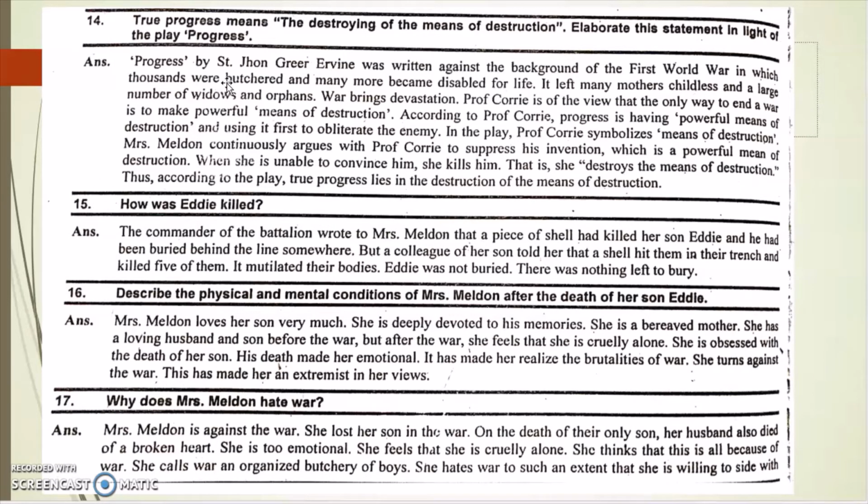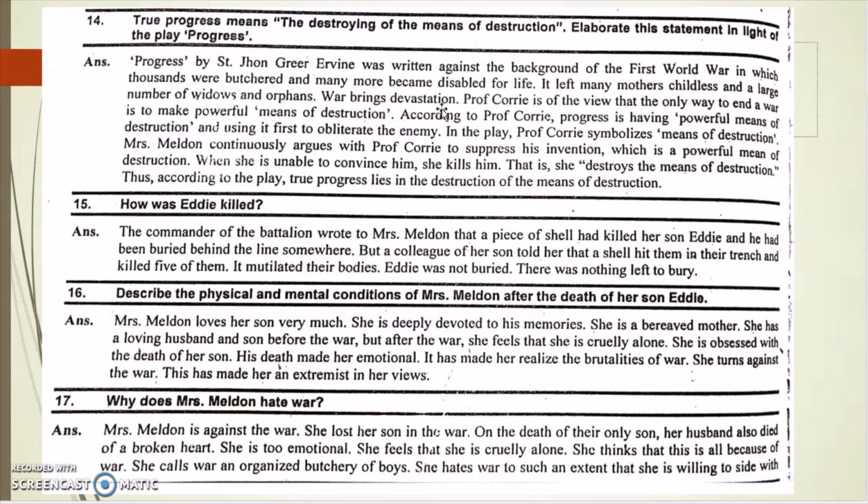So the next question is, true progress means the destroying of the means of destruction. Elaborate the statement in the light of the play Progress. So we need to explain this notion, that destroying of the means of destruction is true progress. Progress by St. John Greer Ervine was written in the backdrop of the First World War, in which thousands were butchered and many more became disabled for life. It left many mothers childless and a large number of widows and orphans. Orphans are children who have lost their parents.